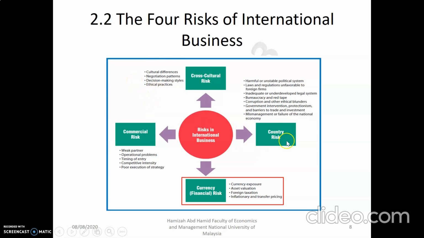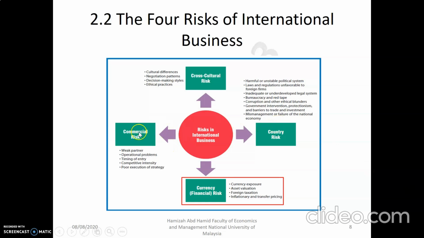We also discussed country risk. This covers political and government intervention in international business. Also, sometimes international firms will face issues such as bureaucracy and corruption. Remember we talked about how in some countries, bribes are considered acceptable, some countries in Africa, for example, but in some countries in Europe, bribes are not considered acceptable.